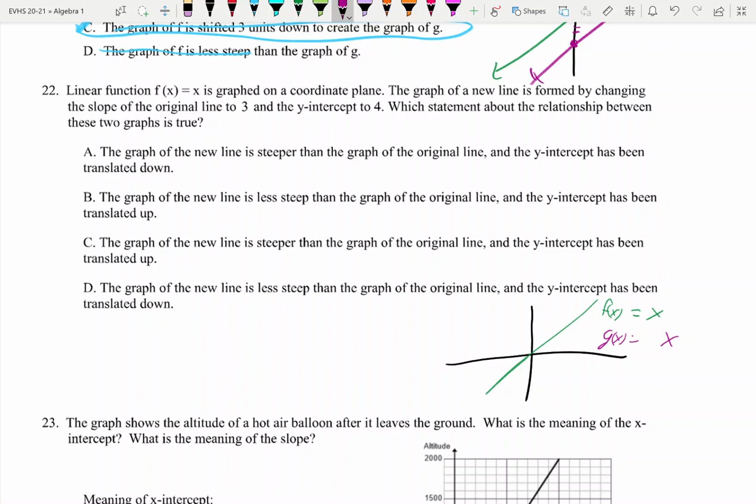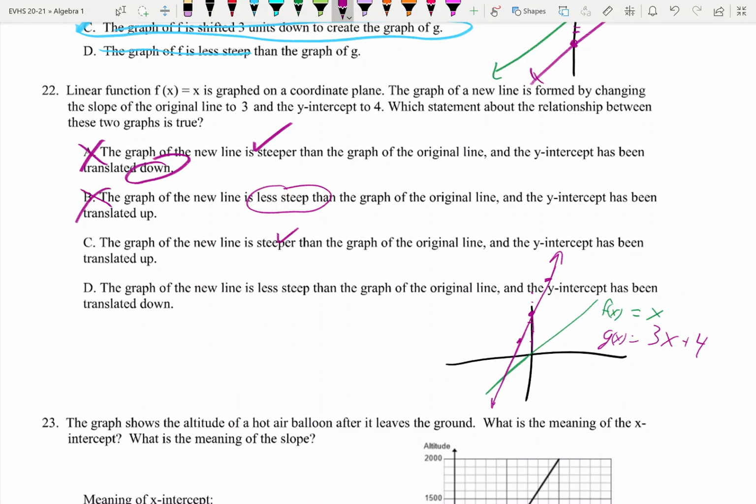And the y-intercept has been translated down, and I don't like that because it looks like I moved up. So that's not it. Graph of the new line is less steep. That's not going to work because of that less steep. No. Graph of the new line is steeper. Good. And the y-intercept has been translated up. Okay. Yes, that one looks good so far.